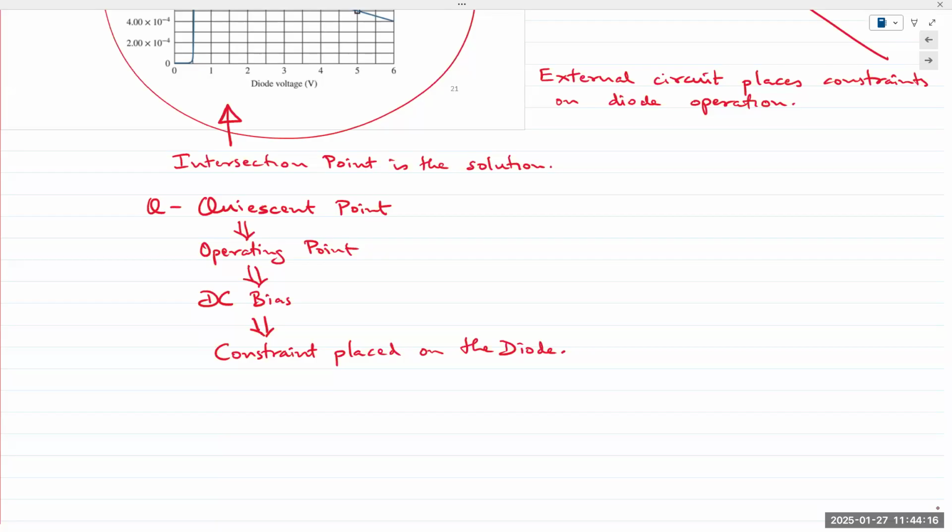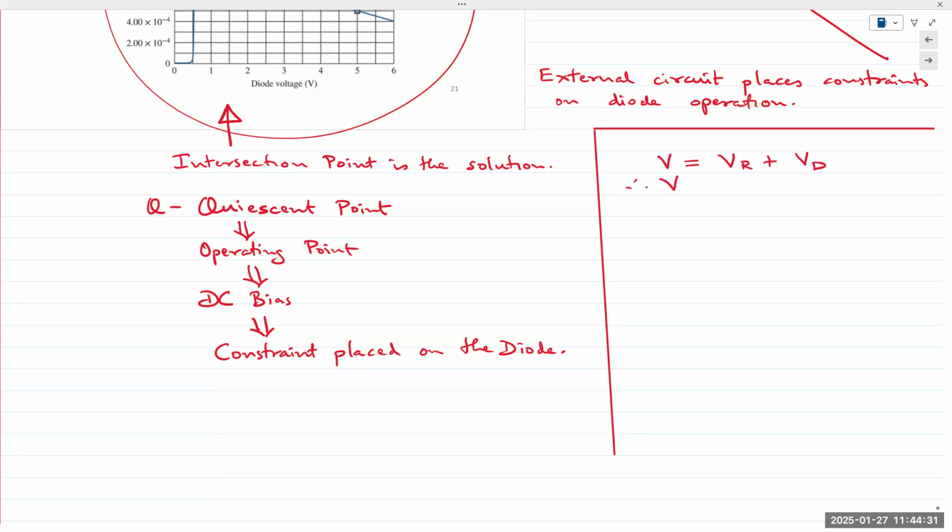Okay, all right, so let's plot our line. From KVL, we had the source voltage is equal to VR plus VD. We can describe VR as ID times R from Ohm's law. And this is the equation we need to plot. In this case, the equation is linear. Once it intersects, it's going to fix VD and ID at one point. We just don't know what that point is yet.